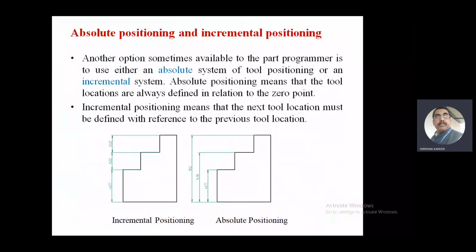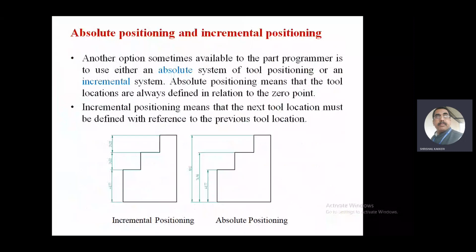For absolute zero, always try to take a suitable example and write. Absolute is a particular reference taken to show the measurements, and incremental is, as the name indicates, incremental. We take the previous point as a reference to describe the next position. Both ways of programming are available, and the programmer can select any one.